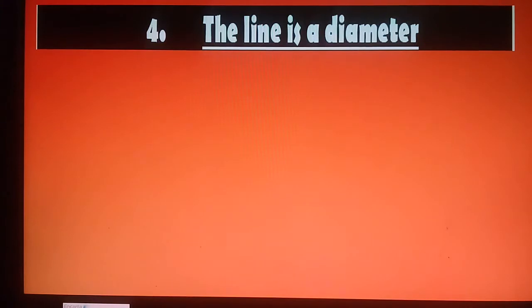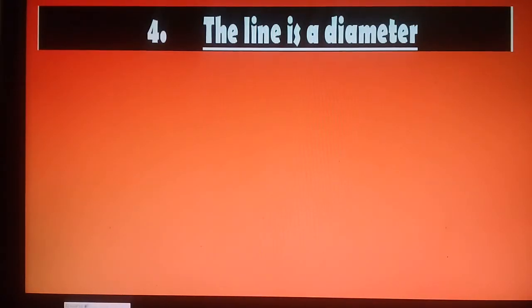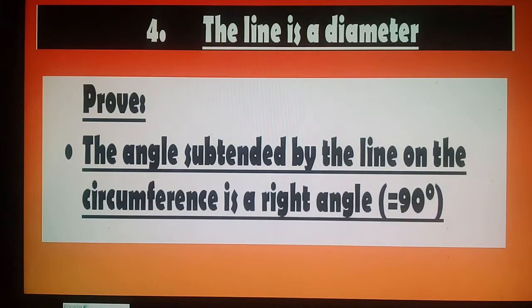Okay, we have what we call the diameter. If they say prove the line is a diameter, we are looking for this fact: if the line is a diameter, then the angle subtended by the line on the circumference is a right angle, equal to 90 degrees. You know that theorem on diameter. If they say prove that a line is a diameter, we have to show that the angle subtended by the line on the circumference is a right angle. Wow, how nice. Let's just move on.